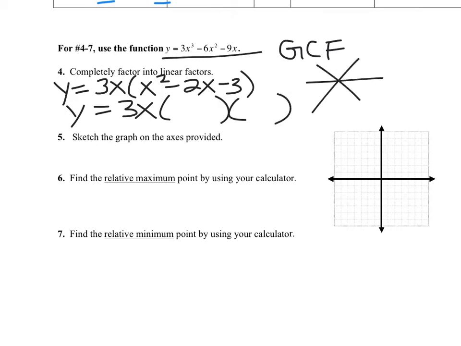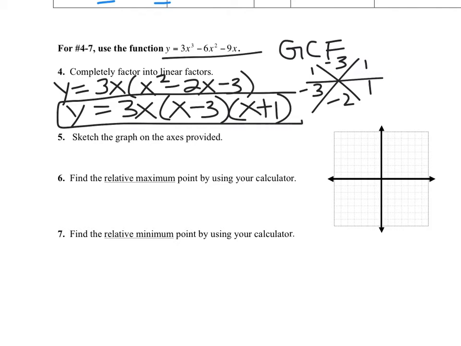And I do that by doing the star method. -3, -2, 1, and 1. 2 numbers that multiply to give us -3 and add up to -2 would be a -3 and a positive 1. That's x minus 3, x plus 1. So that is completely factored into linear factors.